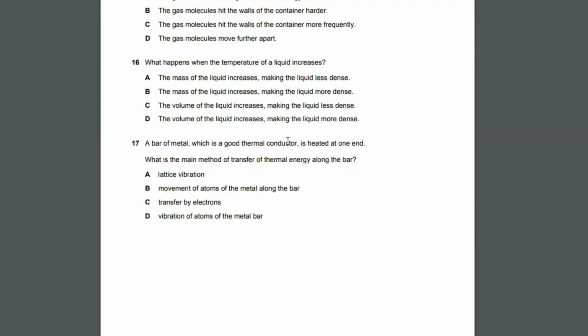But the main method of transfer of thermal energy in metals is due to the transfer of electrons. As metals have delocalized free electrons, delocalized meaning they are not bound to any atom. They can move from the hotter region to the colder region and transfer that energy while traveling. So the main method is transfer by electrons.